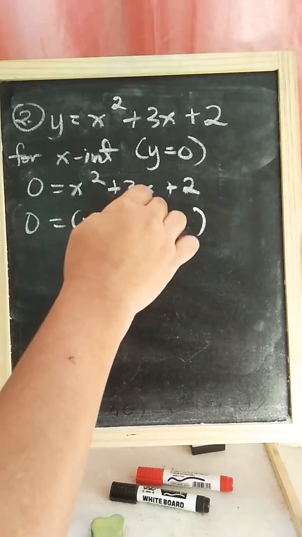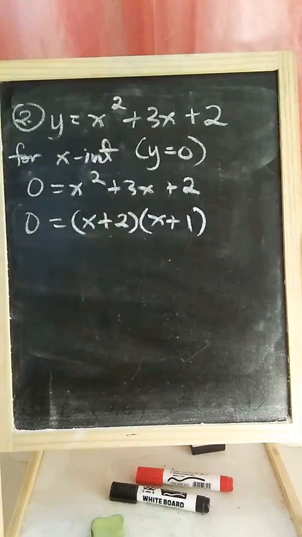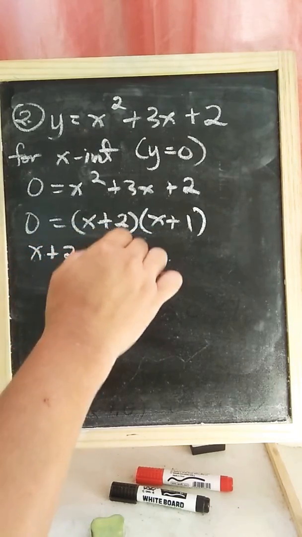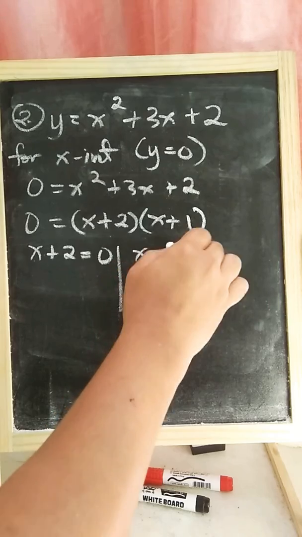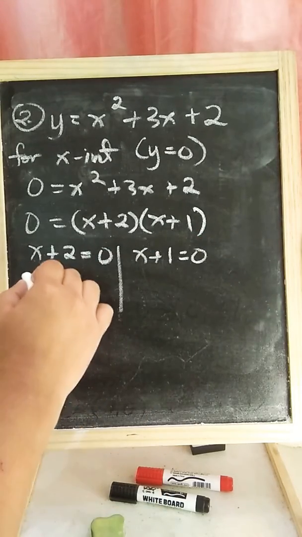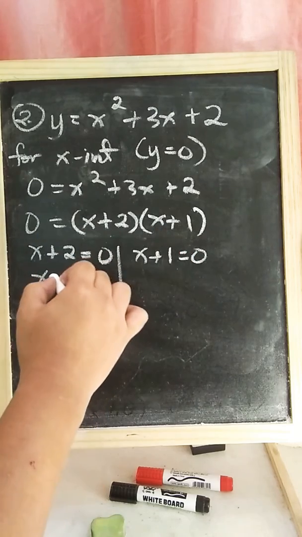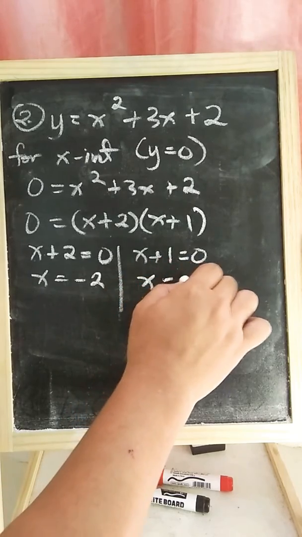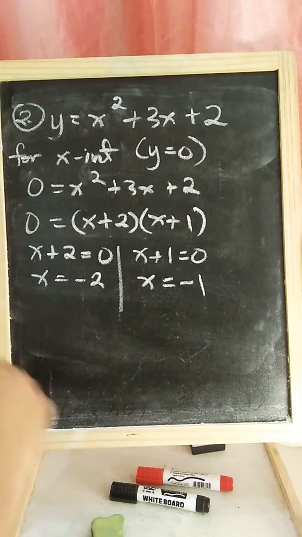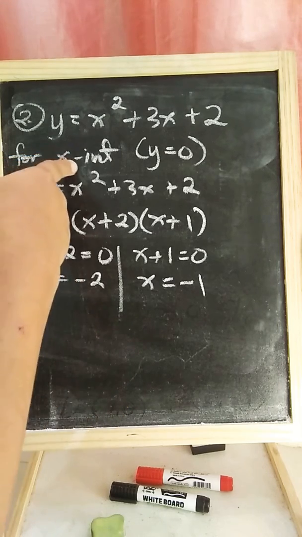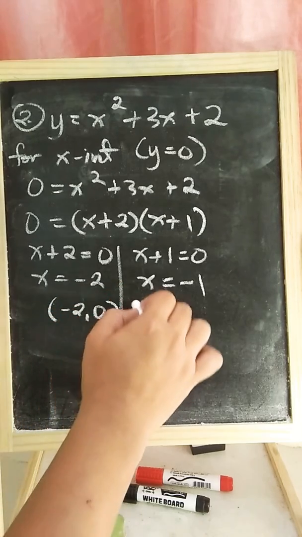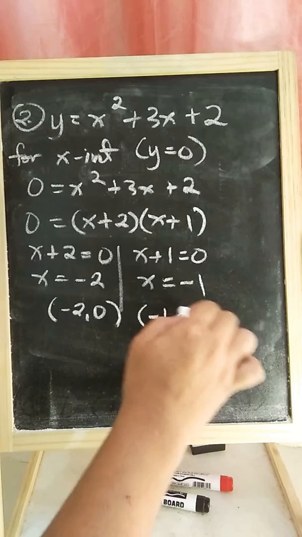So, obviously, it's just plus 2 and plus 1. And then, separately, it is x plus 2 equals 0. Binaliktad ko lang, same lang naman yun. And then, x plus 1 is equal to 0. Solving for x individually, here, x is equal to negative 2 and x is equal to negative 1. So, in this case, you have two x-intercepts. One is (negative 2, 0), and the other one would be (negative 1, 0).